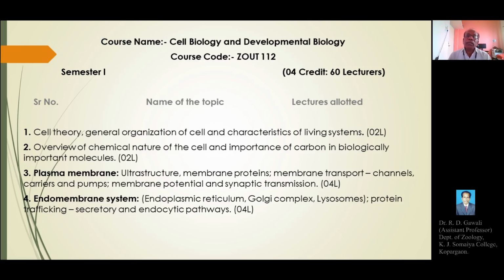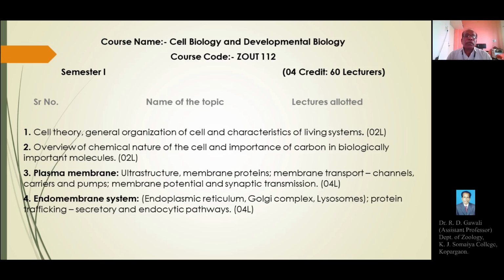So in FYBSc, in the course Fundamentals of Cell Biology, we studied the entire cell with respect to its components: plasma membrane, cytoplasm, nucleus or nucleolus, and whatever components are present in each compartment, either the cytoplasm or the nucleoplasm, together with the processes of cell division, that is mitosis, meiosis, and the cell cycle. But that was a superficial study. In this course, the depth of the syllabus is a little more, and it is expected that the topics and subtopics will be explained in more depth and detail.